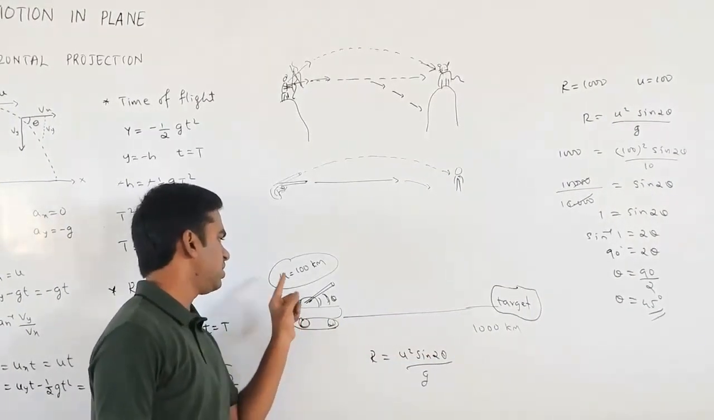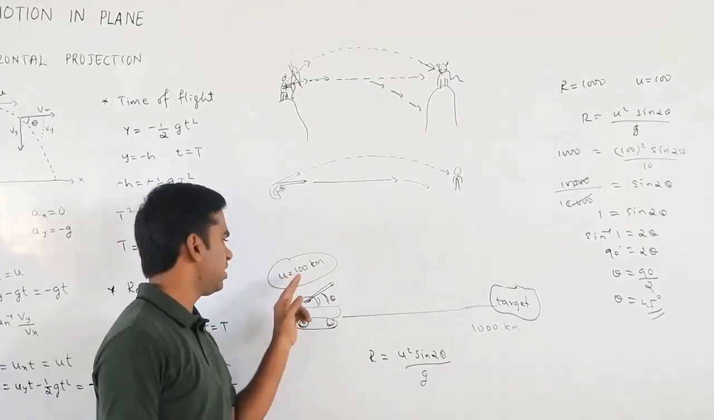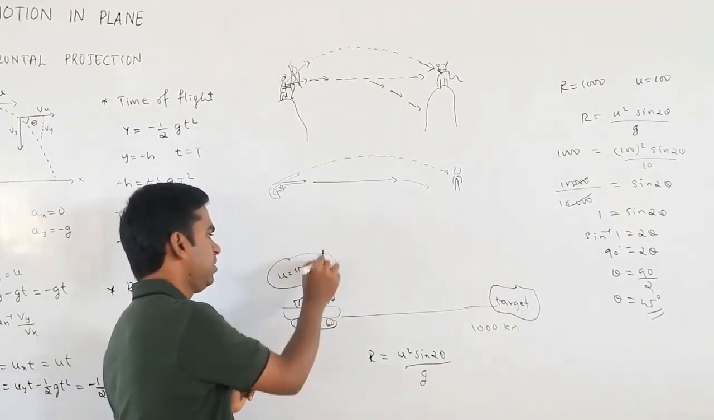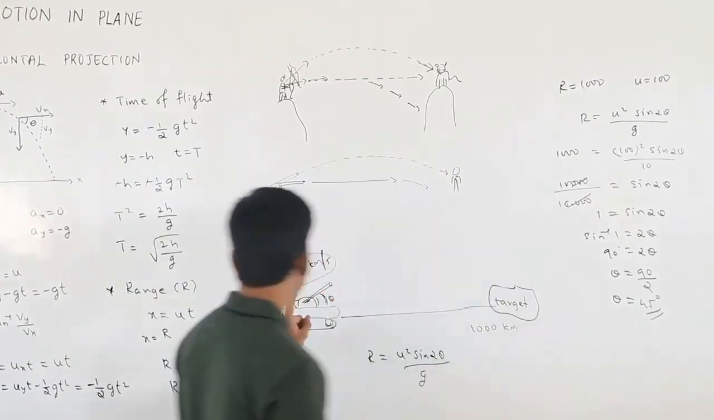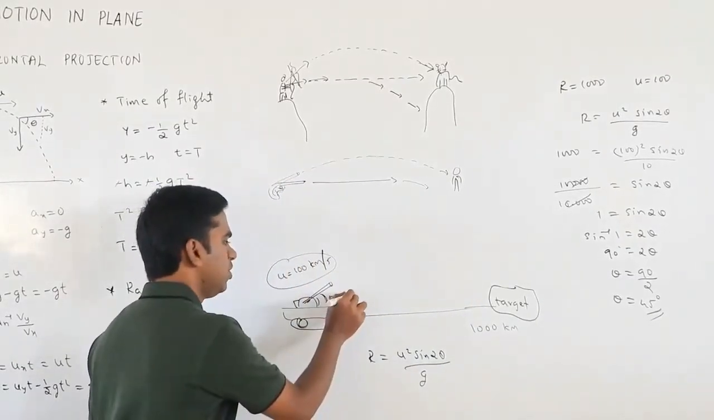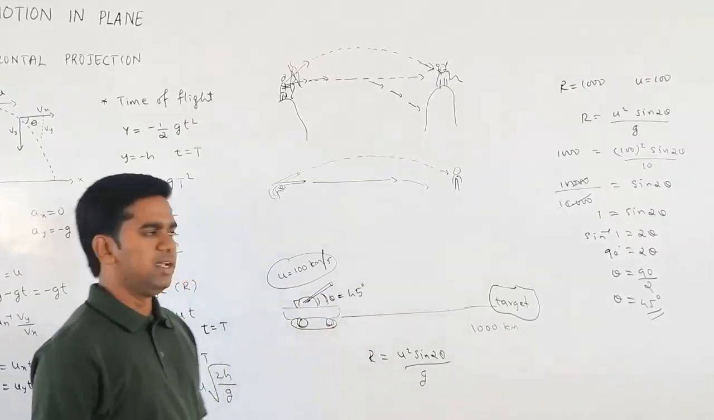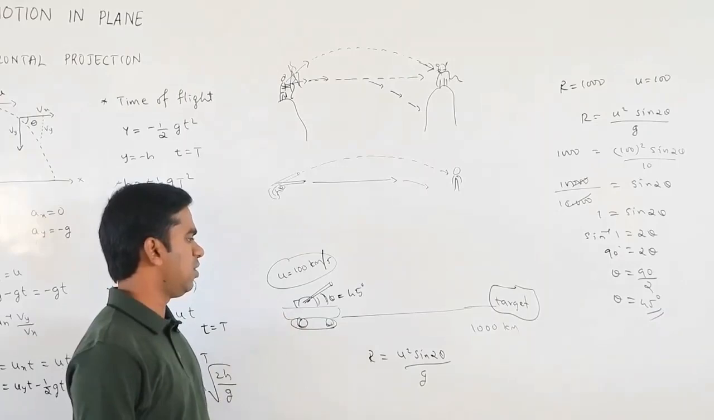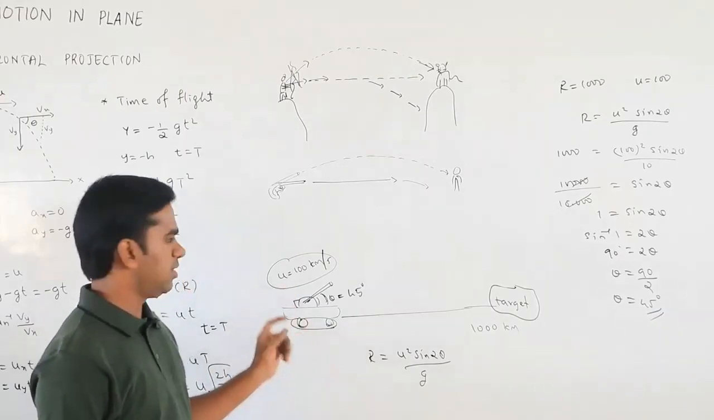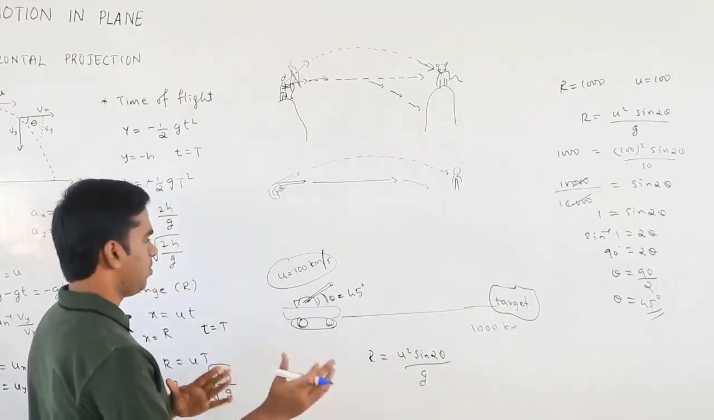Okay. So if you want to project, if you want to blast a target at 1000 kilometers, if your initial velocity is, say, 100 kilometers per second, then definitely you should make an angle of 45 degrees. Okay, it is not always 45. It may change with the target or with the velocity of your bullet, or your bomb or something.